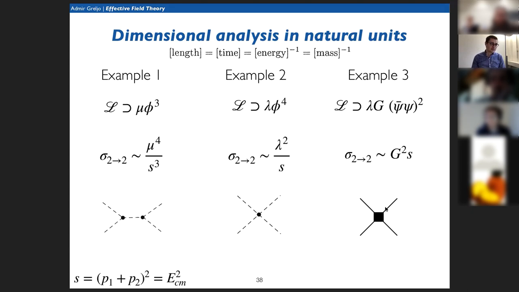So if you are looking at this two to two scattering, at the level of amplitude we have one coupling G, but then it gets squared for the cross section. So it's G squared. And now we want to match the unit of the cross section, which is minus two. So it means that we have a linear dependence on s. s is energy squared. So you see that effectively this interaction in example three behaves very differently from the first two. It's in fact small, suppressed at low energies, and enhanced. It's big at high energies.